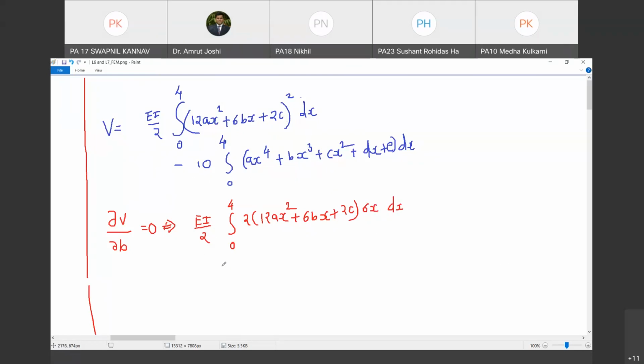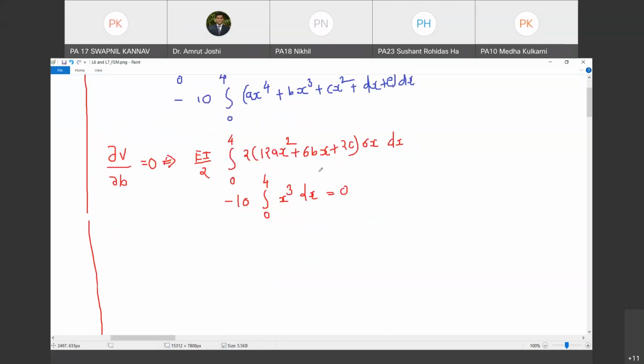Now let us differentiate the second term. In the second term, you are going to have minus 10, and the first term, third term, fourth term, and fifth term are going to vanish. They don't involve any b. So the only term that involves b is x cube, and its differentiation is x cube dx. Do you agree with me? Yes, sir. This has to be 0.